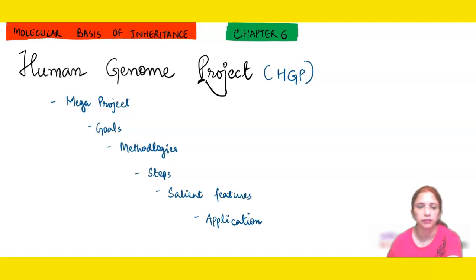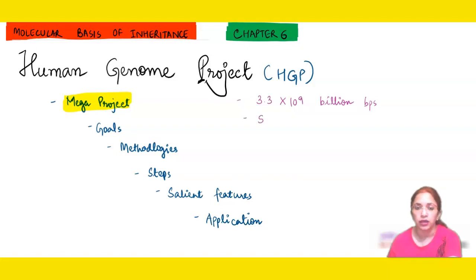Let's get started with mega project. Why it was known as mega project? So right now we are studying the first subtitle. Now as you know that human beings have 3.3 into 10 to the power 9 base pairs, right? So it would be a cumbersome job if we do the sequencing of such a big genome, right? That's why it was known as a mega project.